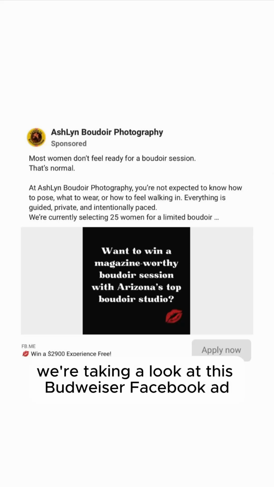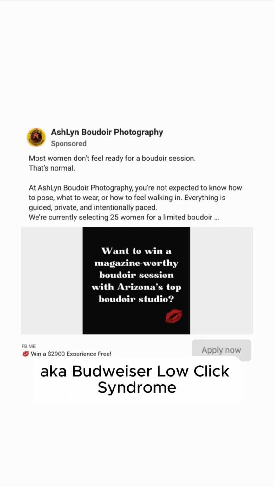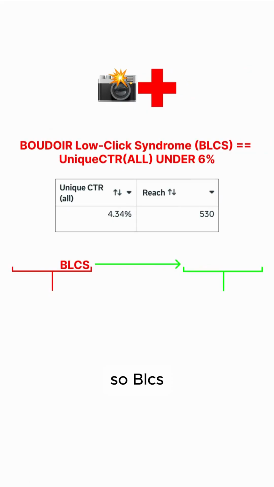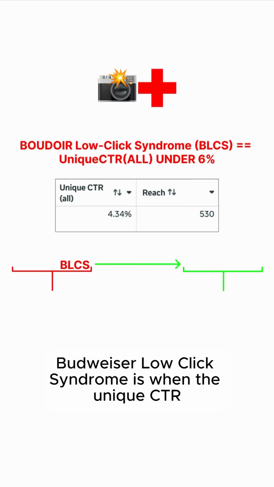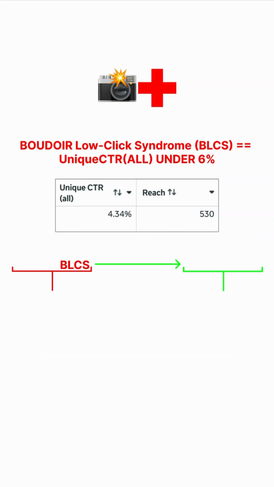All right, y'all, we're taking a look at this Boudoir Facebook ad. Going to diagnose it, see if we believe it has BLCS, aka Boudoir low click syndrome. So, BLCS, Boudoir low click syndrome, is when the unique CTR of our Boudoir Facebook ad is under 6%.